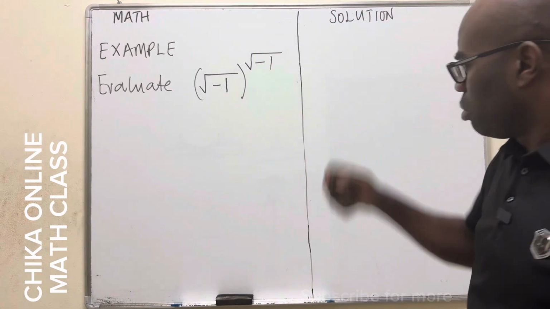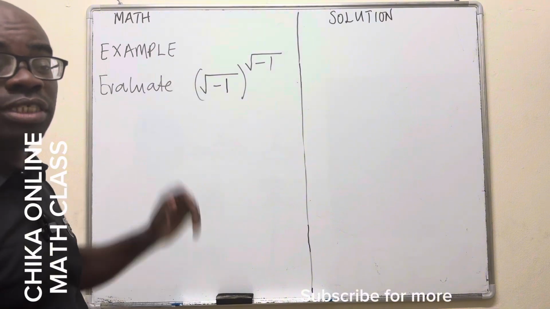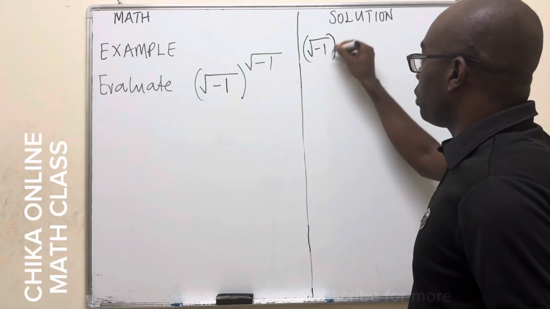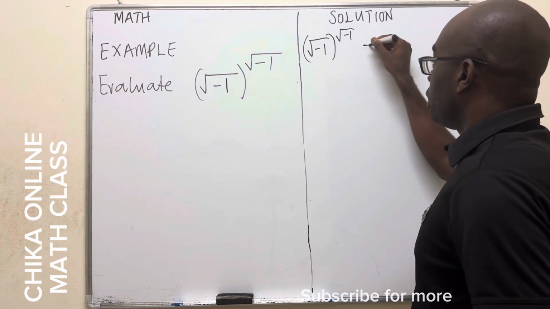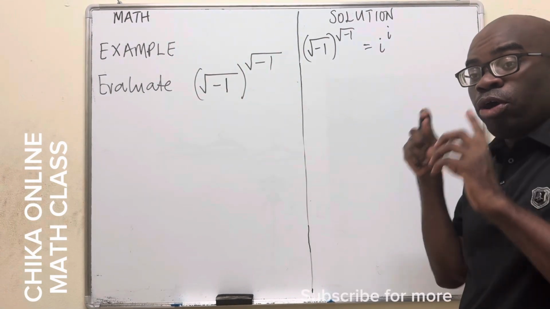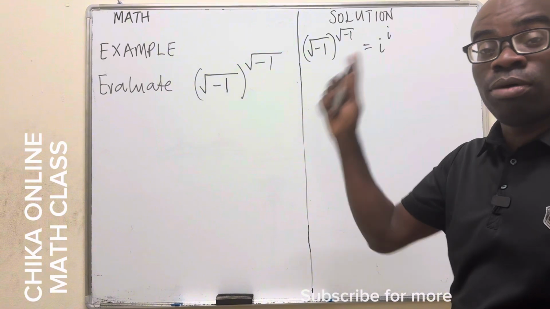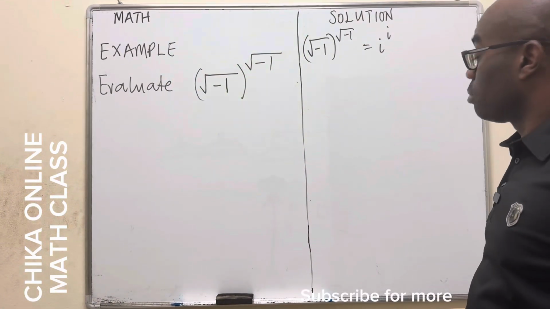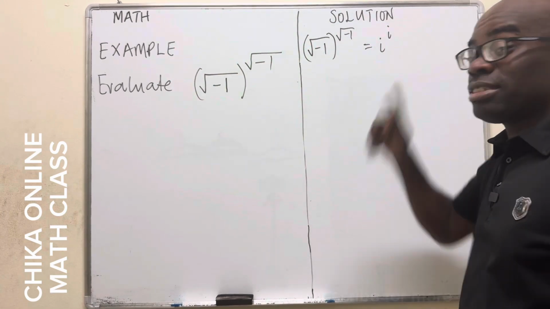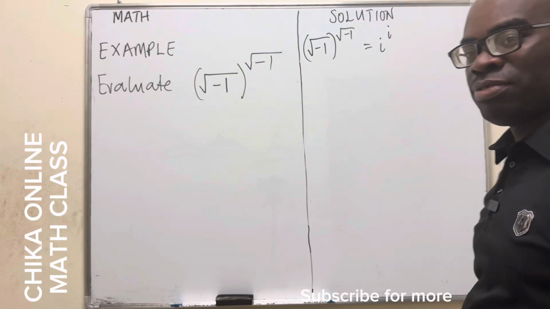Okay. Now, in the complex number system, we often write square root of minus 1 as i. So square root of minus 1 raised to power square root of minus 1 is essentially i raised to power i. A purely imaginary complex number raised to power another purely imaginary complex number i. Now, it will interest you to note that the answer to this is a real number. Follow me, let's find out.